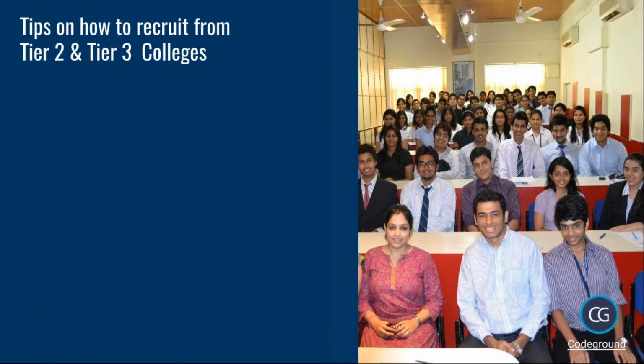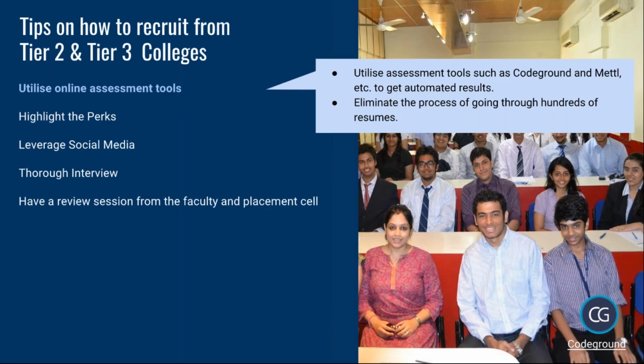So here are a couple of tips on how to recruit from Tier 2 and Tier 3 colleges. Utilize online assessment tools. Remember, we spoke about how to have a strong assessment mechanism in place to get to the right candidate of choice. You should employ assessment tools which will help in individualizing the talent that you are looking for. Utilize online assessment tools such as CodeGround, Mettl, Interview Mocha, etc. to analyze and assess the candidates in a much more hassle-free way.